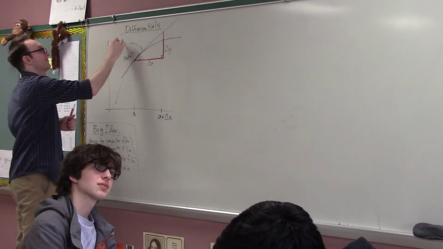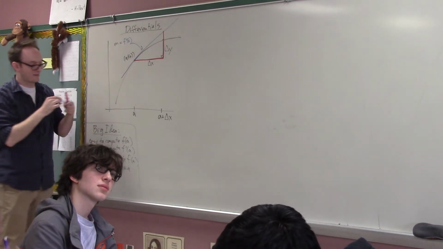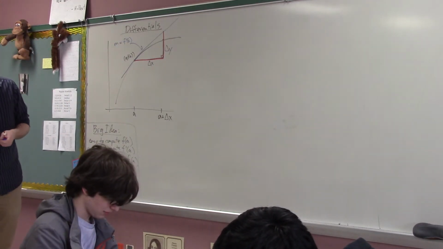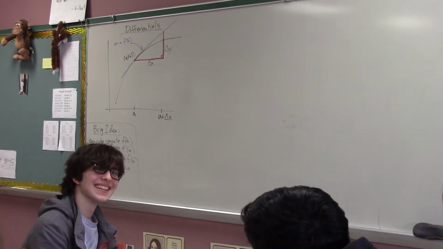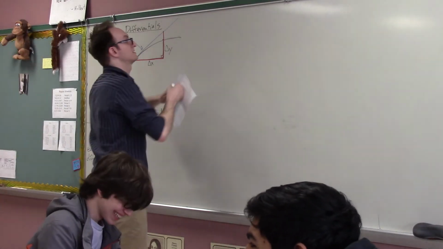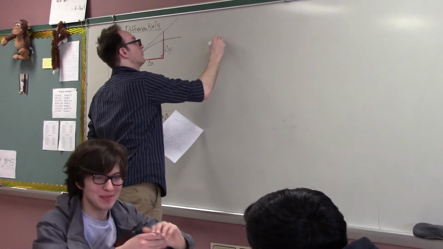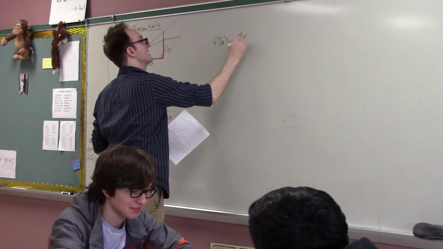Slope of the blue line is f prime of a, right? Slope of the blue line is f prime of a. All right, well, what we can do is I can write down what f prime of a is. What is f prime of a? Well, f prime of a is like dy dx, right?